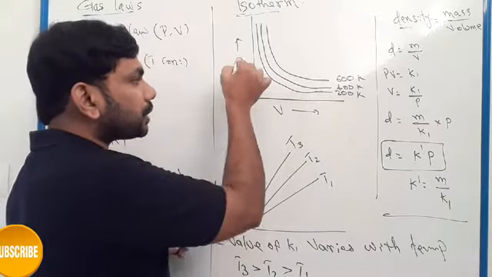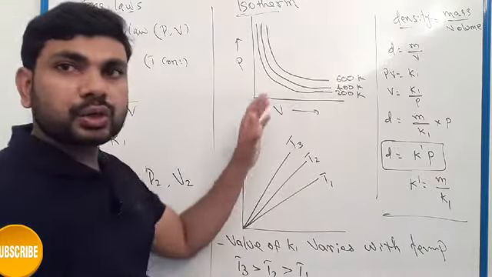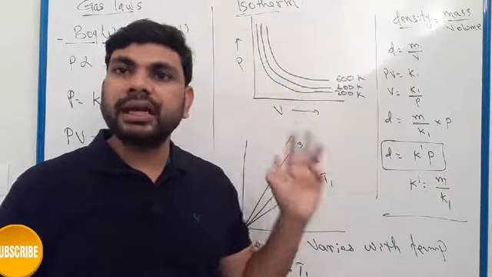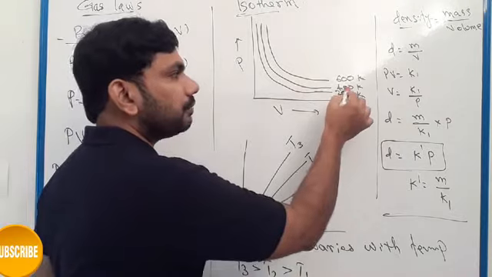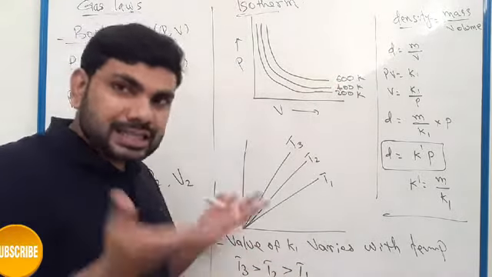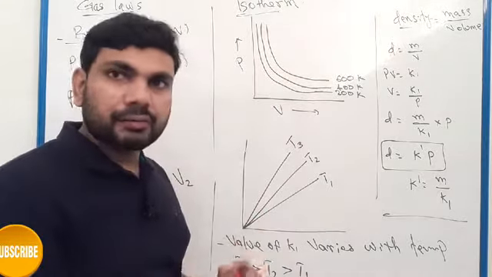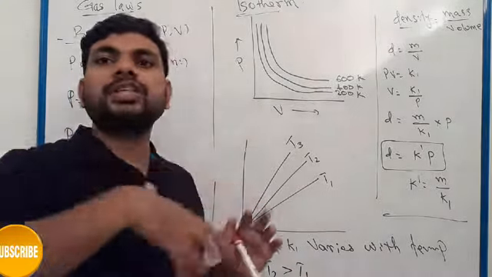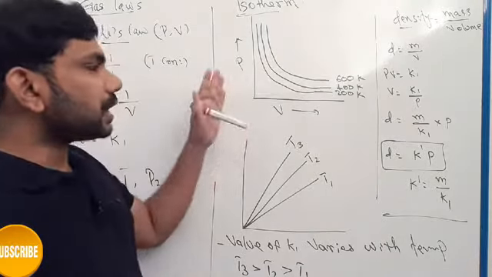So when you draw a pressure and volume graph, the curve will be obtained. There are three different curves at three different temperatures: 200 Kelvin, 400 Kelvin, 600 Kelvin. When you increase temperature, the curve will shift upward. So this is an isotherm.